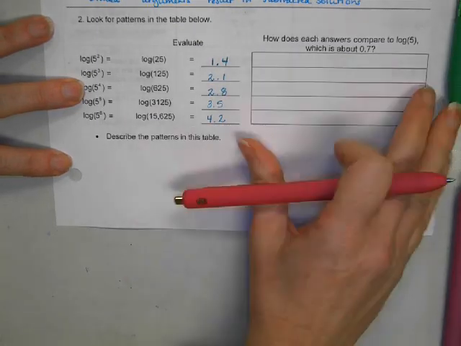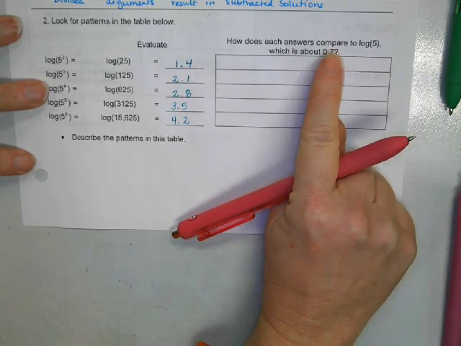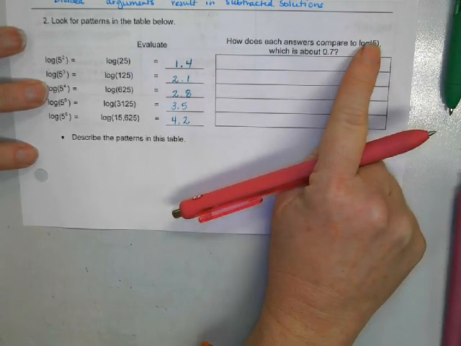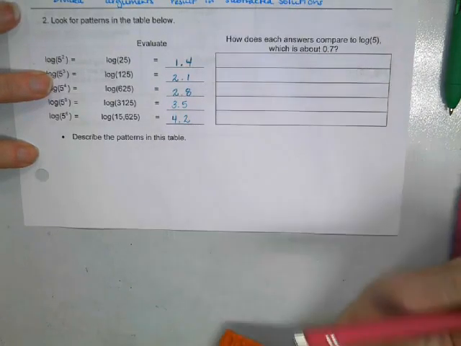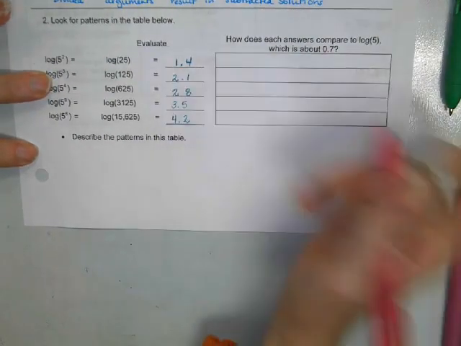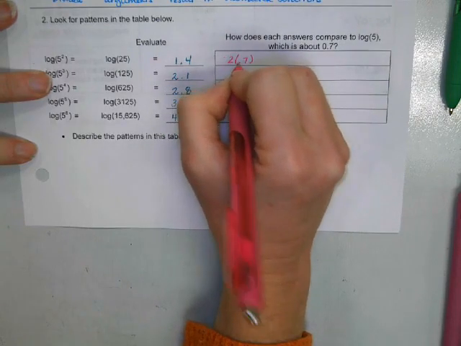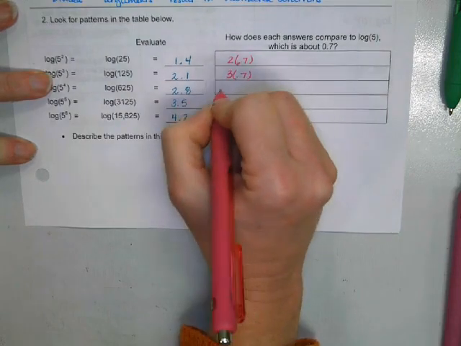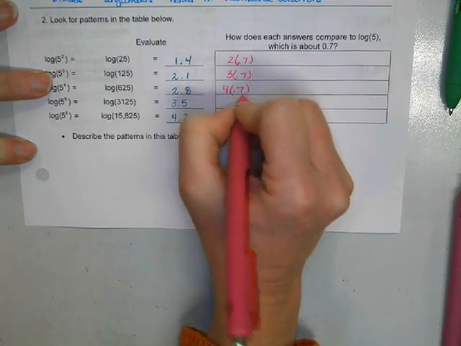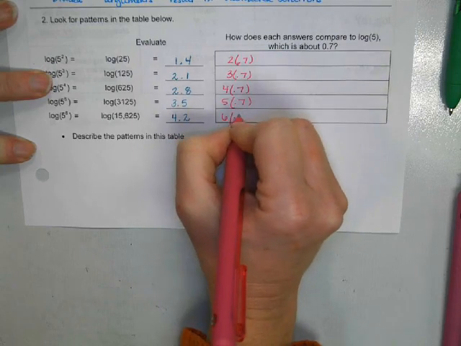All right, so at the top of the page, we found log 5 to equal 0.7. So 0.7 is the solution to log 5. So how do these solutions relate to 0.7? How does 1.4 relate? Double. Yeah, it's double. It's 2 times 0.7. And what about 2.1? 3 times 0.7. And 4 times 0.7. 5 times 0.7. And 6 times 0.7.